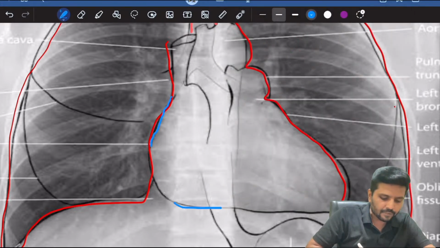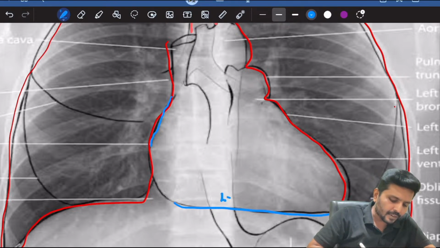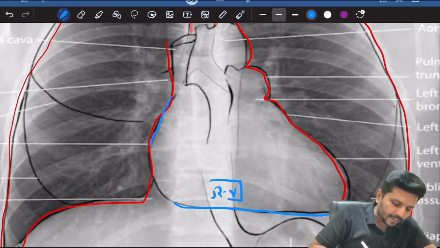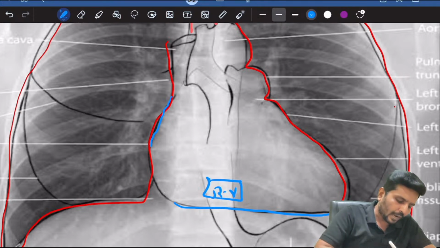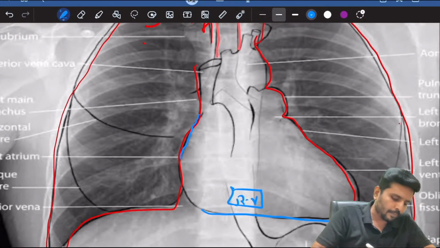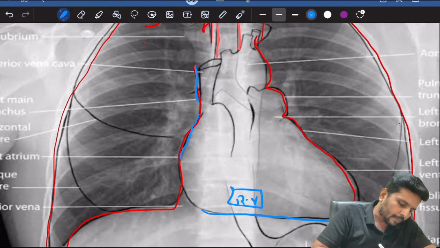So this is the inferior border of the heart, which is formed by the right ventricle. The inferior border is formed by the right ventricle, and you have a right heart border and a left heart border. So this is the right heart border.